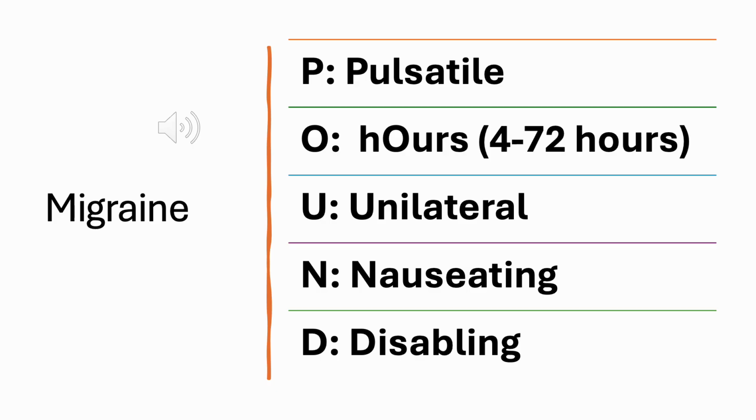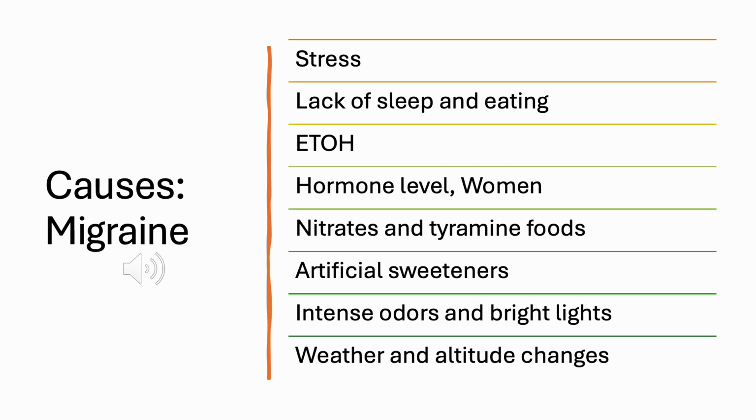And D is for disabling. If they ever have a migraine for 72 hours, they're not going to be able to do anything but rest in a cool, dark room for 3 days. The triggers for a migraine are highly tested. So they include a lack of sleep, and a lack of eating, like somebody that skips meals.